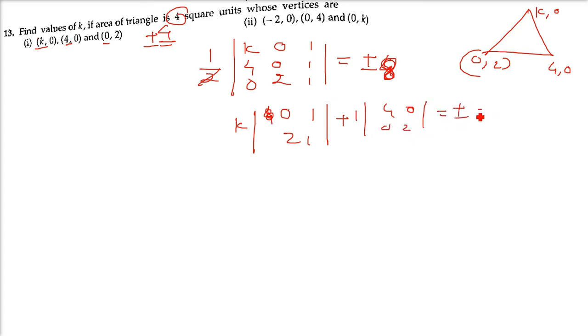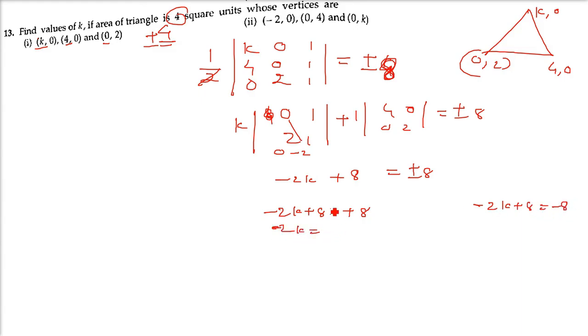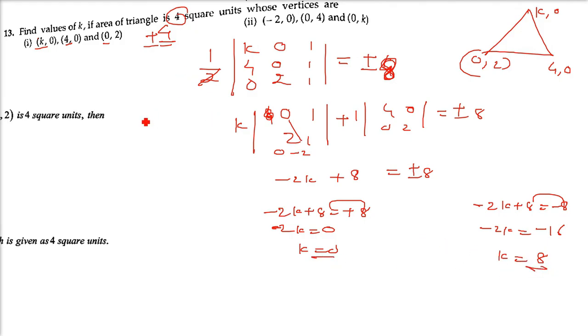So this is going to be plus minus 8. So 0 minus 2 it will be. So it will be minus 2k plus 4 times 2 is 8, equals plus minus 8. So one time we'll take plus, one time we'll take minus. So minus 2k plus 8 equals plus 8, and minus 2k plus 8 equals minus 8. So minus 2k equals 8 minus 8 is 0, so k will be equal to 0, and minus 2k equals minus 8 minus 8, minus 16, so k equals 8. So k equals 0 and k equals 8 will be the answer.